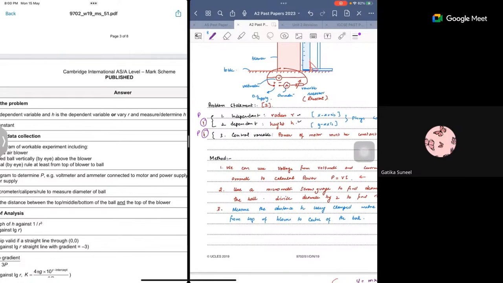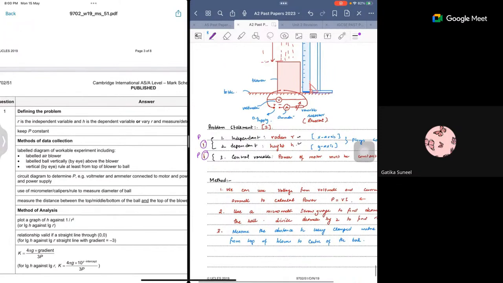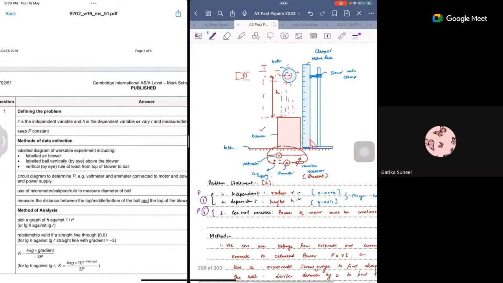Now, in the method, it says you need to have a labeled air blower. We have it. Ball vertically held above the blower. We have exactly that. And a vertical rule, at least from the top of the ball. So we have it from the top of the ball. That's perfect. So by doing this, we got one mark. We have basically done some extra. Okay, that's cool. So we got another method mark here.